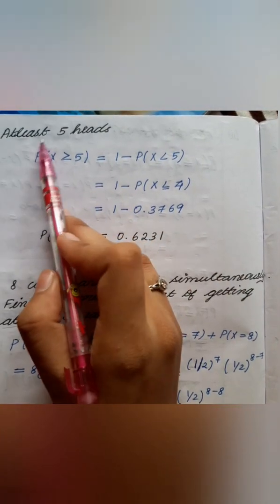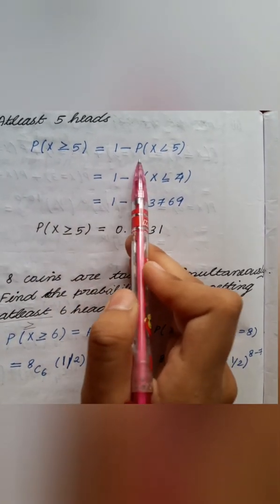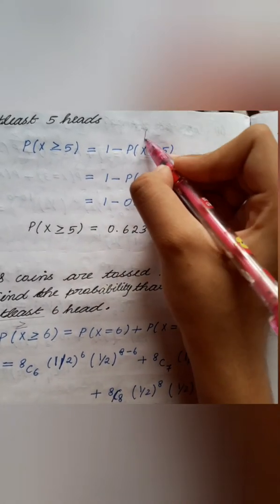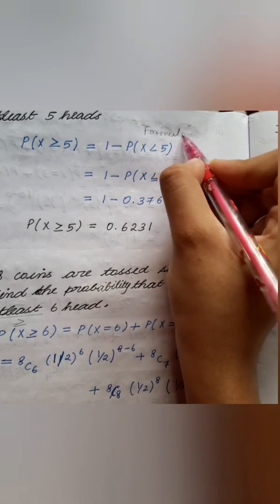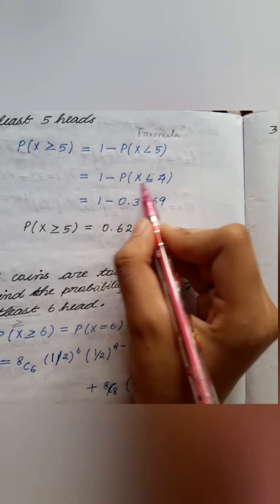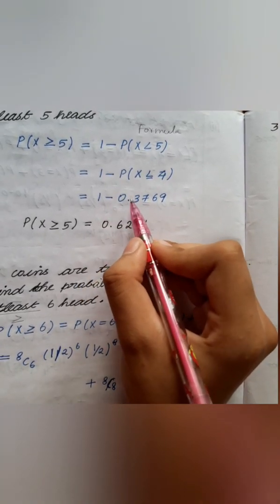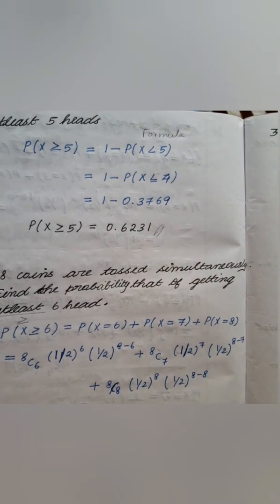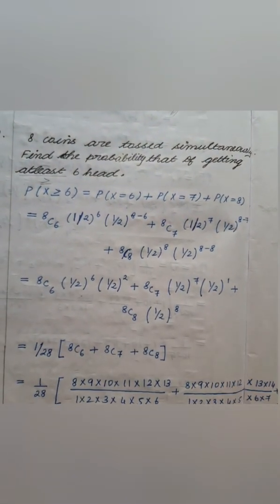The last subdivision is at least 5 heads. So P(x greater than or equal to 5) is equal to, using the formula, 1 minus P(x less than 5). Then it is nothing but 1 minus P(x less than or equal to 4), so from the previous step we use the answer here.